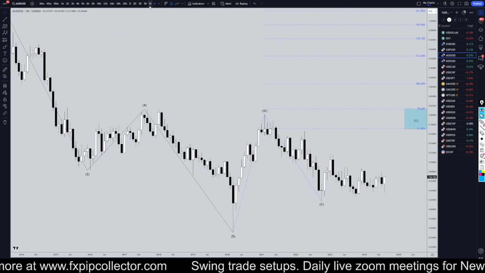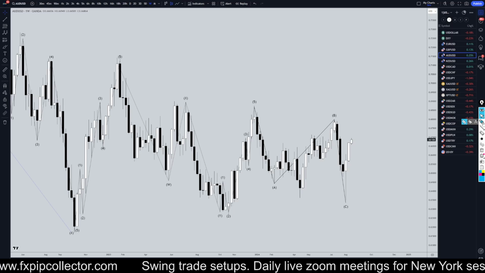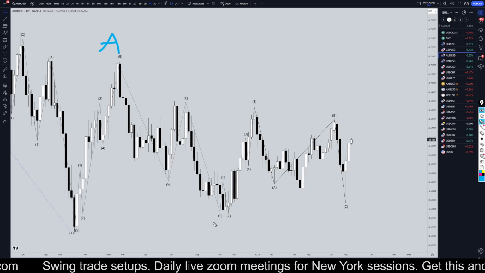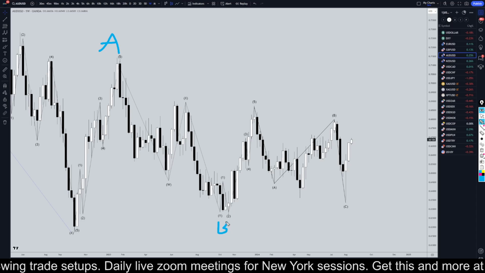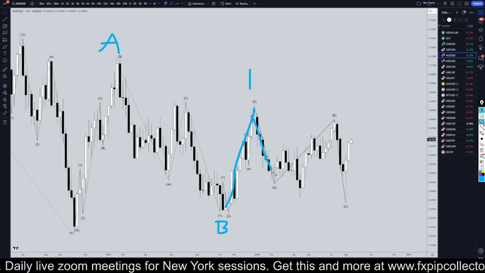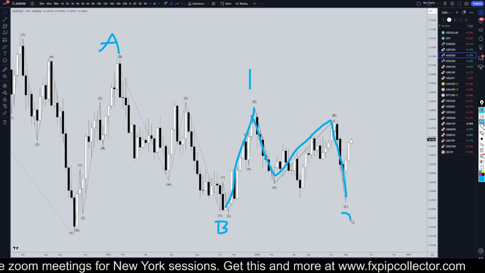So taking it down to the weekly time frame. On the weekly time frame, first of all, I think this way over here is the wave A. I think this is three waves down for a WXY of wave B. Then this five waves up that you see, I think is a wave 1. That makes this a big ABC correction like a wave 2.